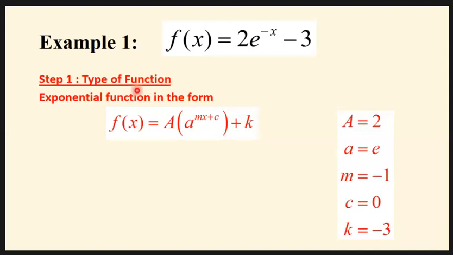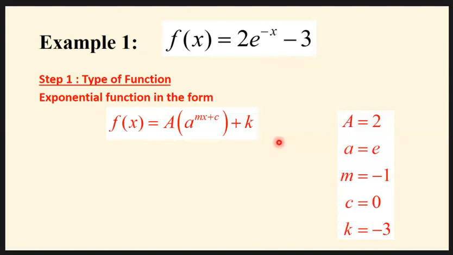Step 1, the type of function. The type of function that we want is that the base number of the exponent term is greater than 1. Exponent e, the e is greater than 1. Then we would like to have the power come with a linear expression. So -x is a linear expression. The rest of the part comes with a constant. If we want to compare in detail each of the capital A, small letter a, m, c, and k with our equation here, these are the corresponding results in detail.